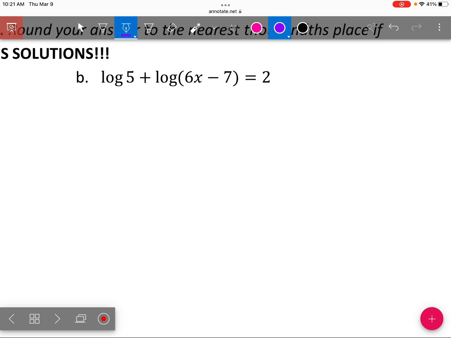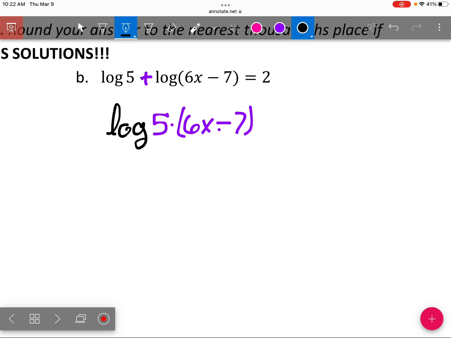So if I'm condensing, what is my addition going to become? Multiplication. Multiplication between what? The parentheses. So my 6x minus 7. And what else? What's my addition becoming multiplication with? Say it louder. I heard somebody whisper it, I think. The 5. So this becomes 5 times 6x minus 7.